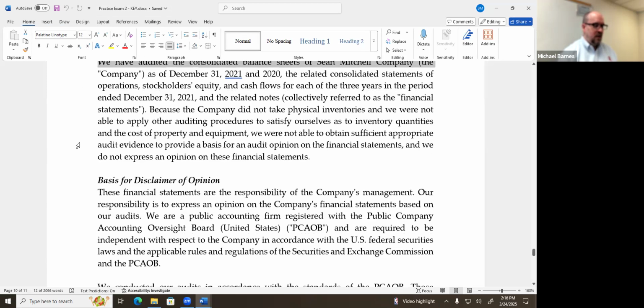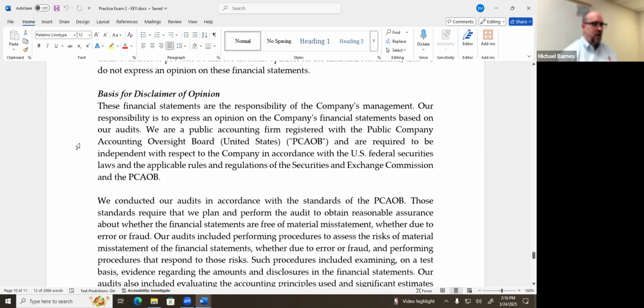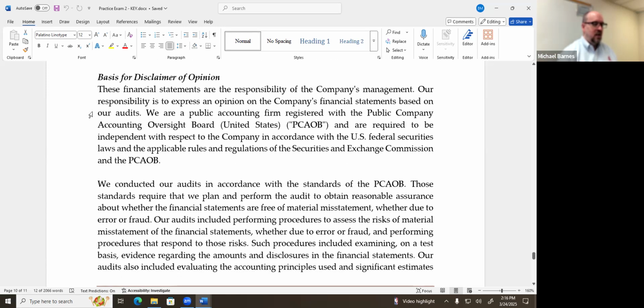All right, moving down to the basis for disclaimer of opinion. Remember, this is the basis for opinion section. It starts out with management's responsibility, then finishes with audit responsibility, and then we have our scope paragraph. So is there anything wrong in the basis for opinion section? Are there more than one thing wrong? Still yes. Okay, so we have two things wrong in this section.